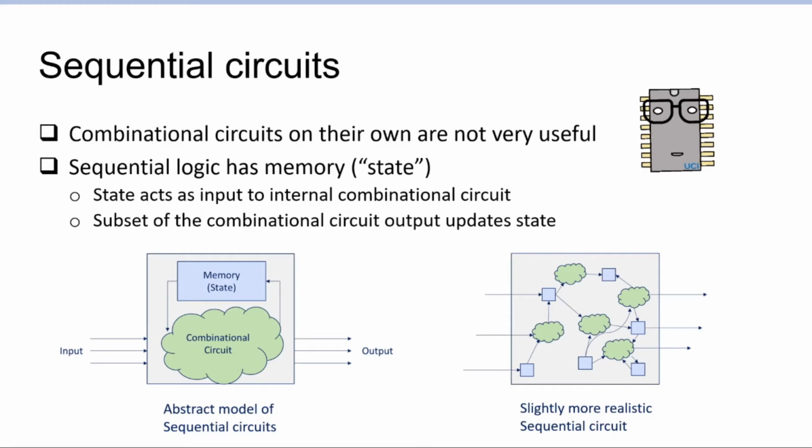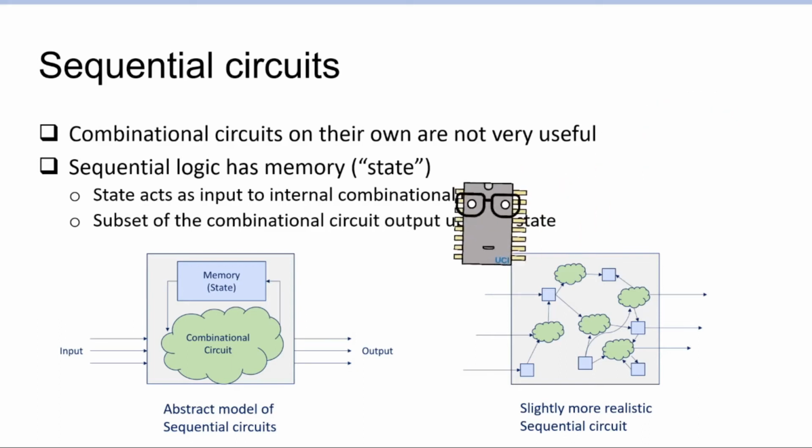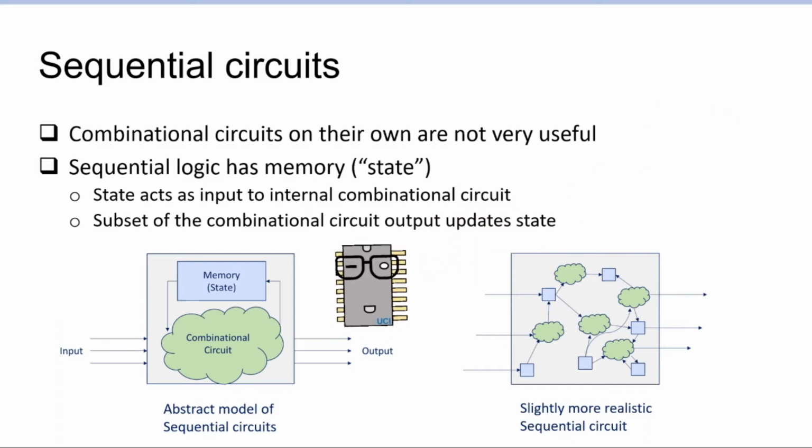State can be implemented, if you go a little bit deeper into circuits, using things like flip-flops and registers, if you remember them. And these states hold information across signal changes. So state acts as the input to internal combinational circuits. If you look at an abstract model of a sequential circuit, there are state elements inside the sequential circuit along with the combinational circuits. And the state elements act both as part of the input to the combinational circuit and also as part of the output from the combinational circuit. So a subset of the combinational circuit output updates states and so on.